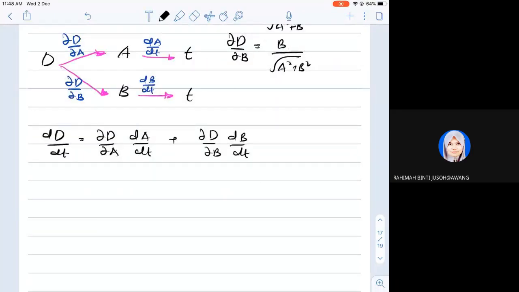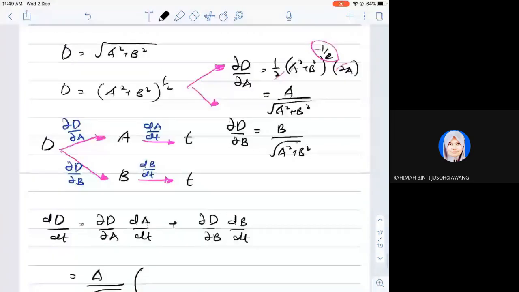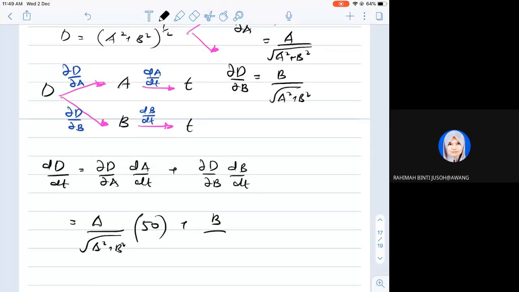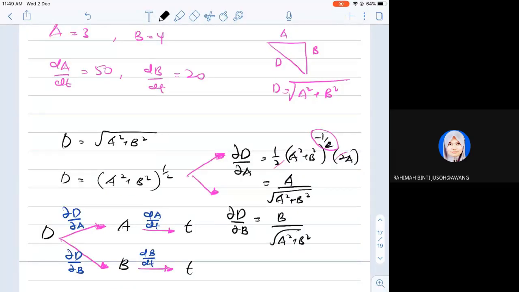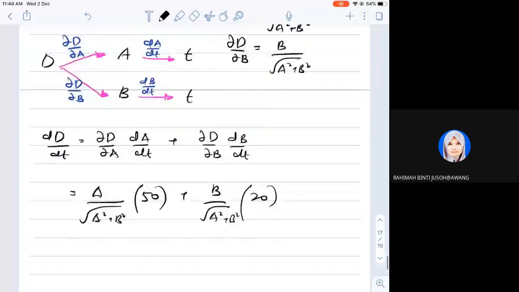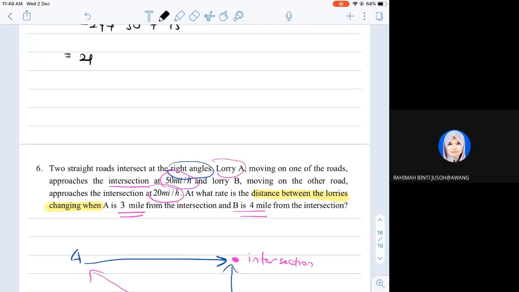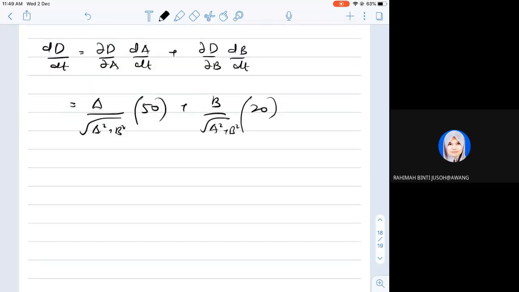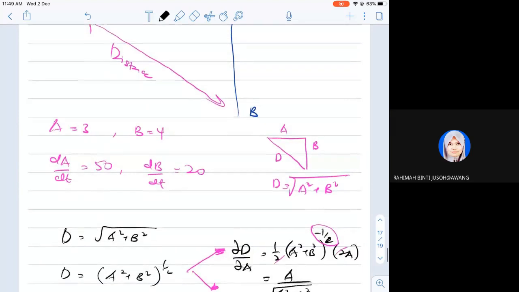Now we substitute into this: A over the square root of A squared plus B squared multiplied by dA over dt, 50, plus del D over del B, which is B over the square root of A squared plus B squared, multiplied by 20. Did it say decreasing? No. It says approaches, so it should be increasing, positive. A was 3 and B equals 4.